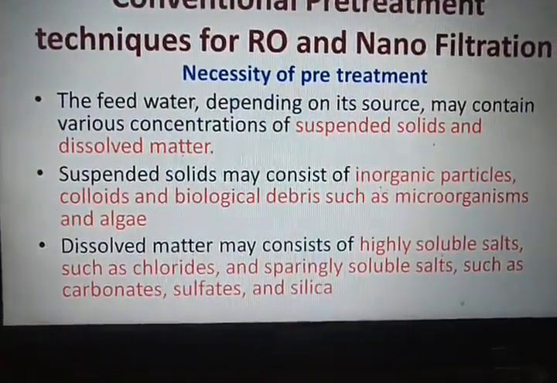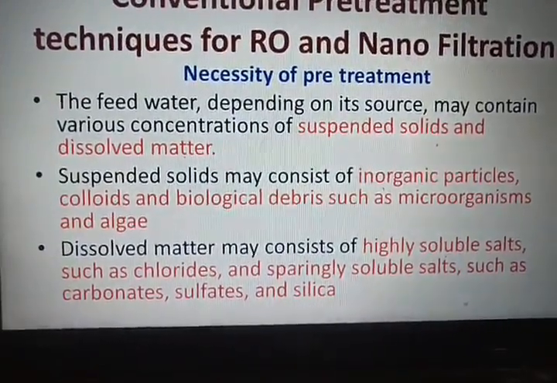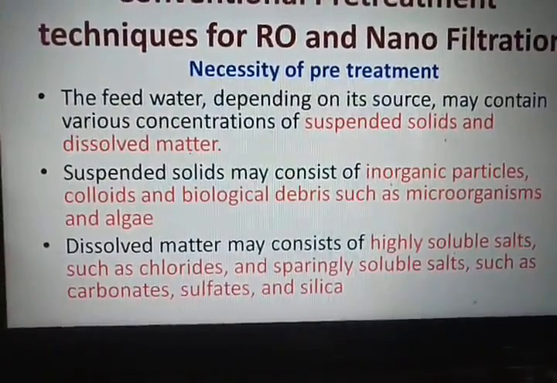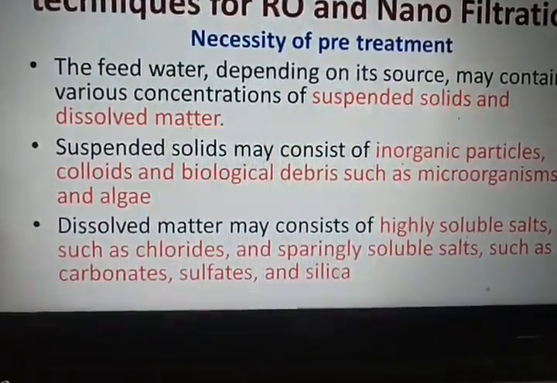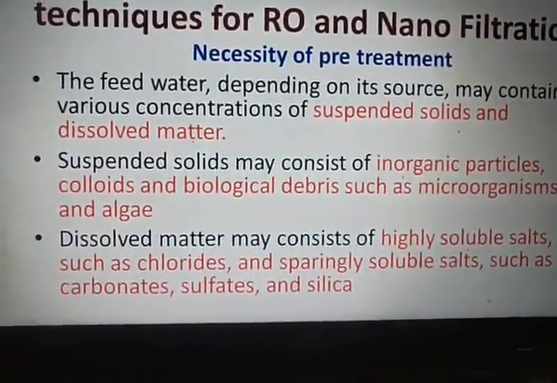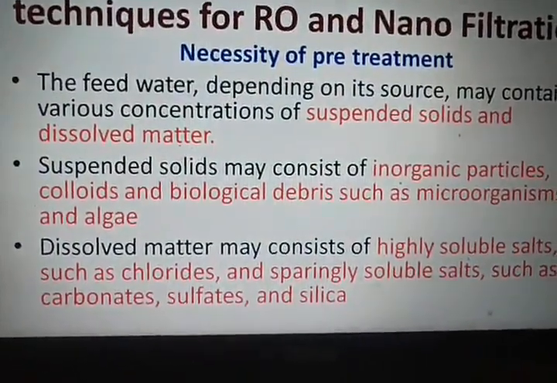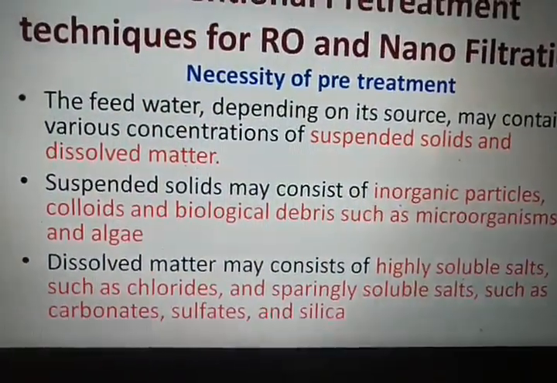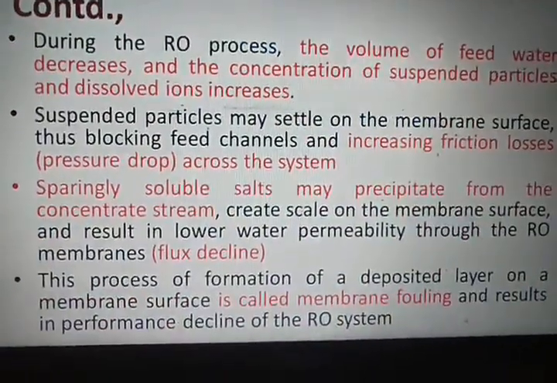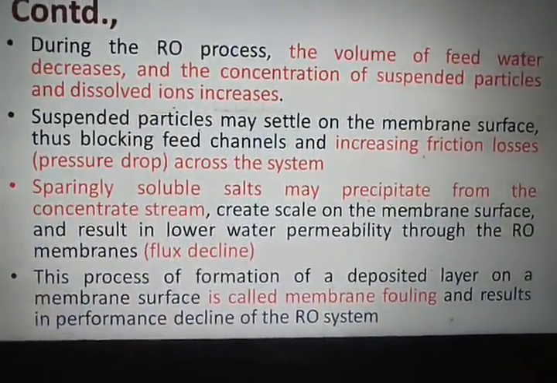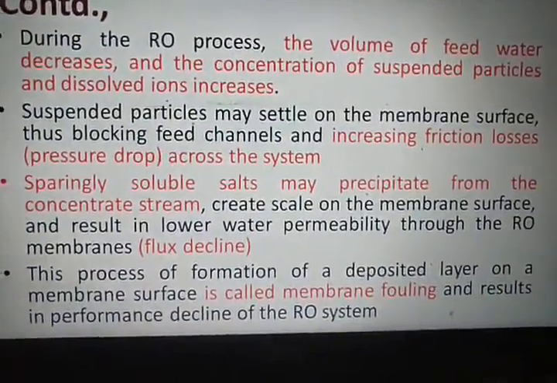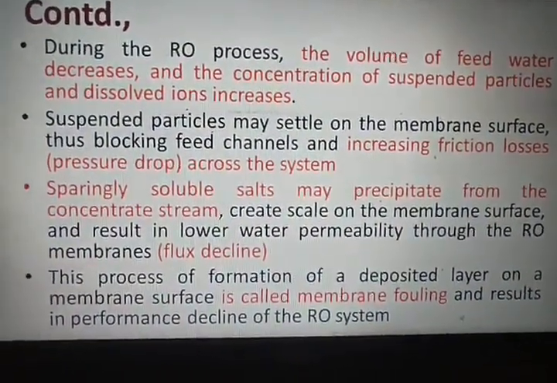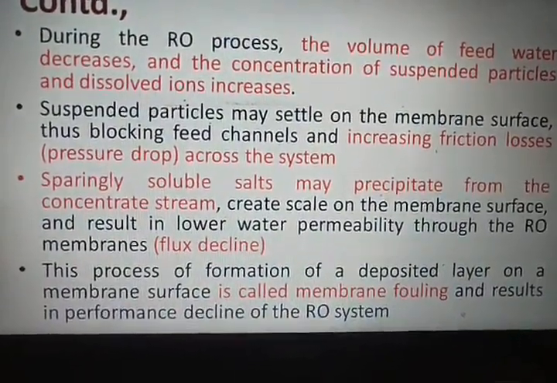Considering the suspended solids, it may contain organic impurities like colloids and microorganisms, and it may also contain minerals in dissolved form, such as chlorides, and some sparingly soluble salts such as carbonates, sulfates and silica. So during the RO process, the volume of feed water decreases and the concentration of suspended particles and dissolved ions increases as the process proceeds.